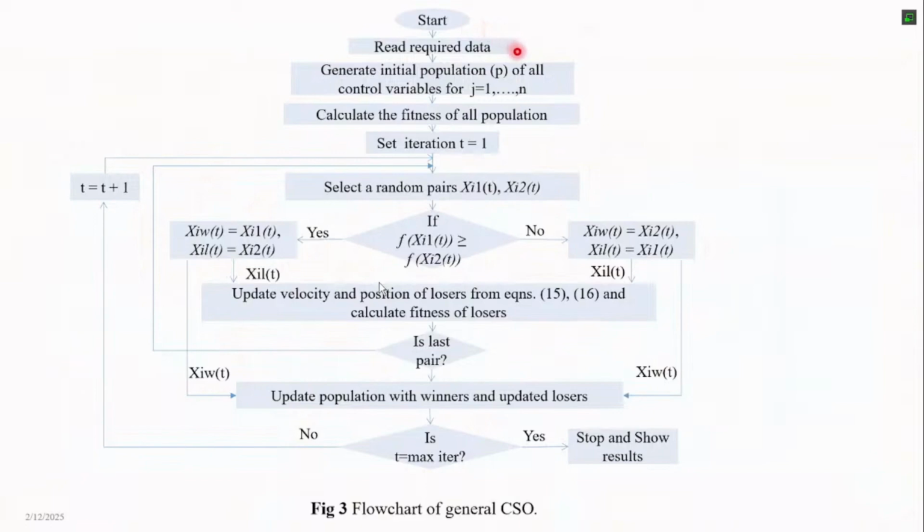Initially we have to read all of the system data. Here system data mainly indicates the line data and load data, and based on that we are supposed to generate the population. Earlier we have shown how the population is generated, and then we are supposed to calculate the fitness function. How will we calculate the fitness function? Based on this random generation of population, we are supposed to calculate.